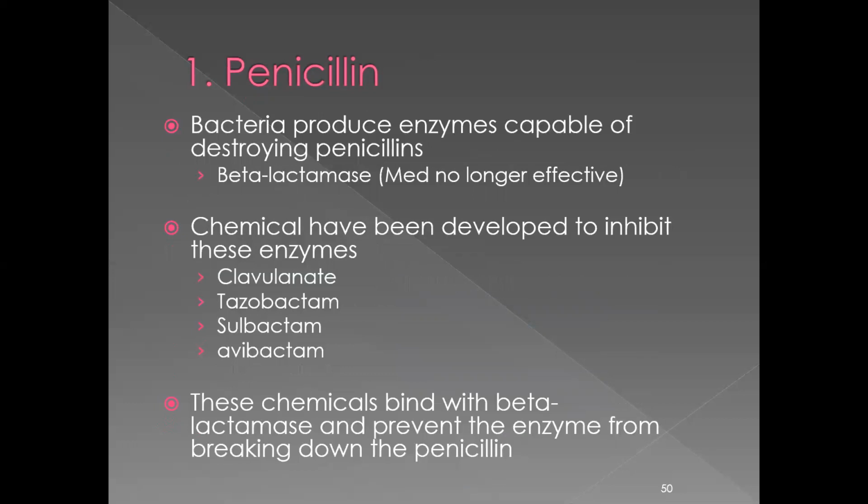Bacteria produce enzymes capable of destroying penicillins. This is called beta-lactamase, and this would deem the med no longer effective. Chemicals have been developed to inhibit these enzymes, called beta-lactamase inhibitors, and those include clavulanate, tazobactam, sulbactam, and avibactam. These chemicals actually bind with the beta-lactamase and prevent the enzyme from breaking down the actual penicillin.